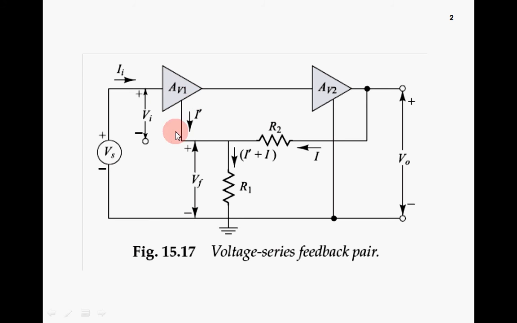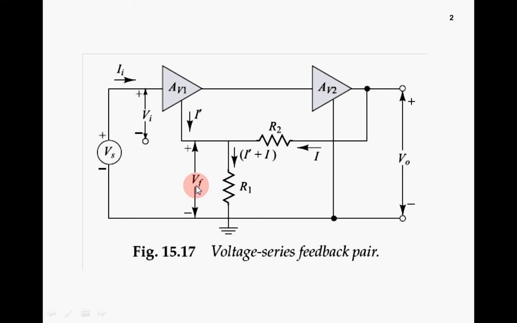And therefore you can see that here we have the input voltage whose polarity is plus here, minus here, that is Vi, and here we are getting the feedback voltage across this resistor R1. Okay, so here the polarity is plus, here polarity is minus, so that is Vf, that is the feedback voltage. And you can see this feedback voltage opposes this external source Vs.